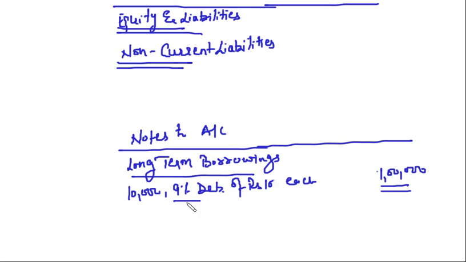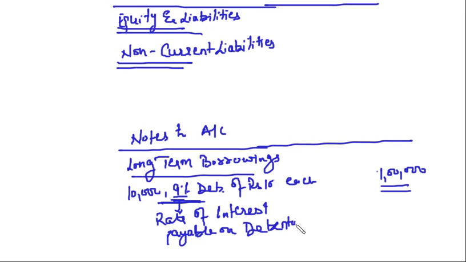Now how are you going to read this part? That means we have 10,000 debentures on which the interest that has been decided is 9%. You are to raise 1 lakh rupees from the public and you will pay interest at the rate of 9%. This 9% represents the rate of interest payable on debentures. Now I told you that this interest rate is always predetermined. So we can write the rate of interest here, 9% debentures of rupees 10 each. Clear? This is how you read this.